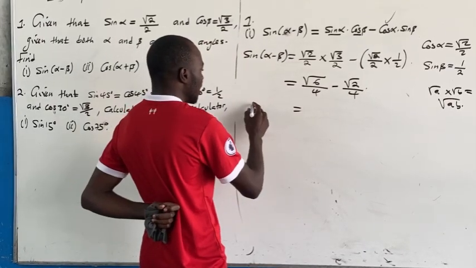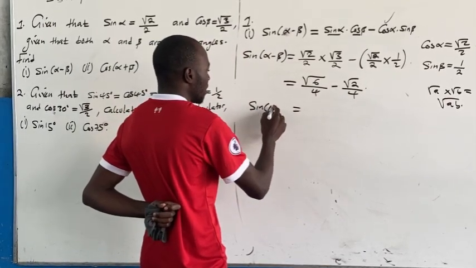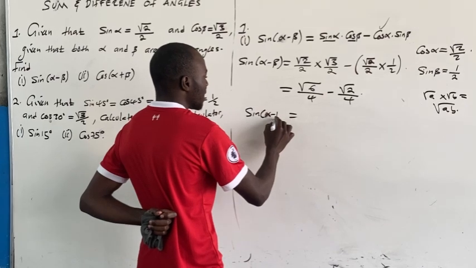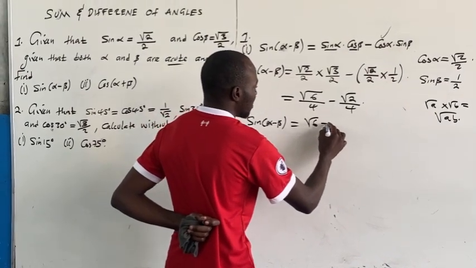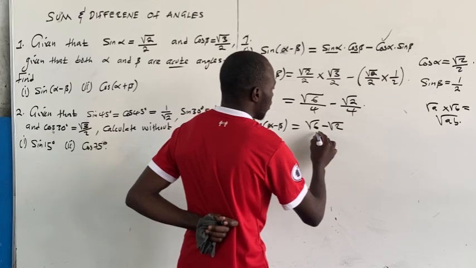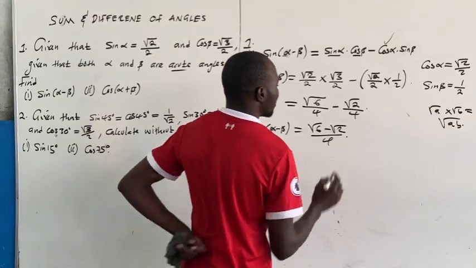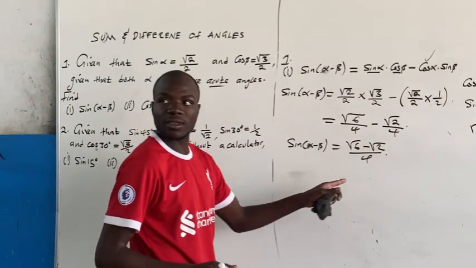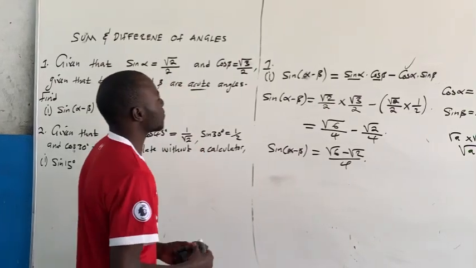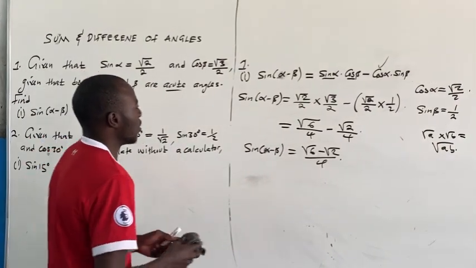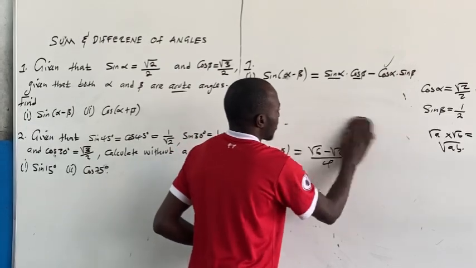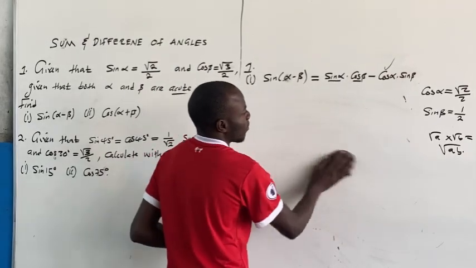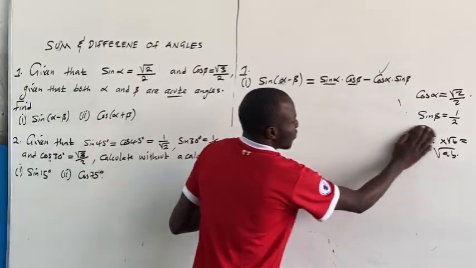So in short, sine alpha minus beta will be equal to square root of 6 minus square root of 2 over 4. So that is the answer there. You can leave it there. Then let's go to the next one, real quick.